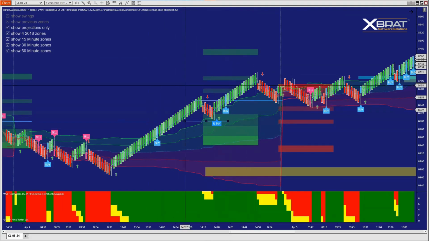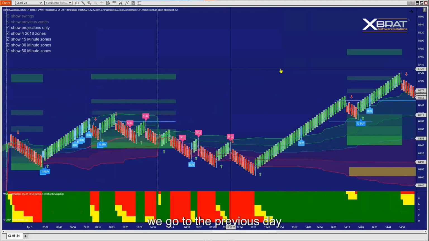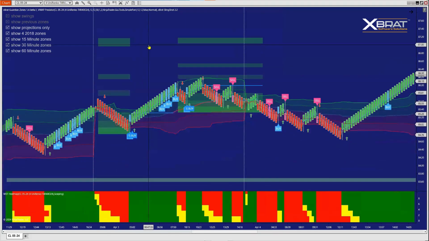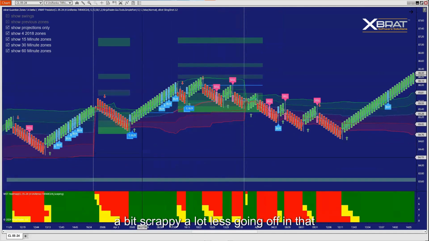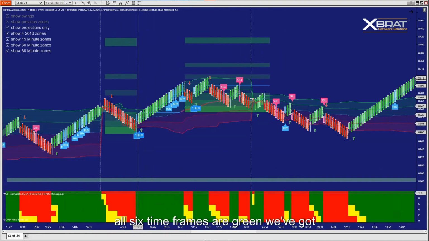Really, really good. So we go to the previous day. Bit scrappy, a lot less going off in that particular day. We do get a type 1 buy and we get a signal from the VWAP Predator. All 6 time frames are green. We've got lots of fresh air.